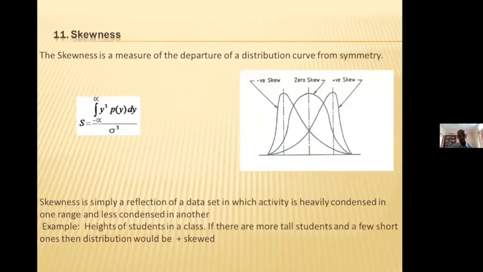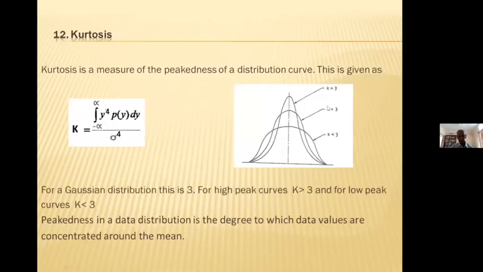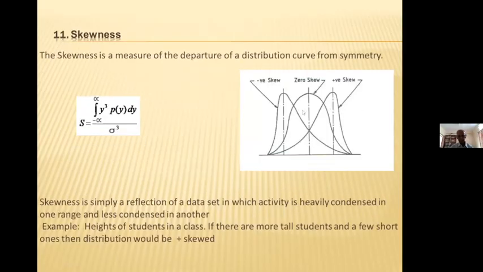Now we go to some other parameters which are very common to use in line with the probability density function. That is the skewness. The skewness is nothing but the departure of the distribution curve from the symmetry. This is the symmetrical distribution. But if it departs, that means if it moves either to the right or to the left, then we call it positive skew or negative skew.